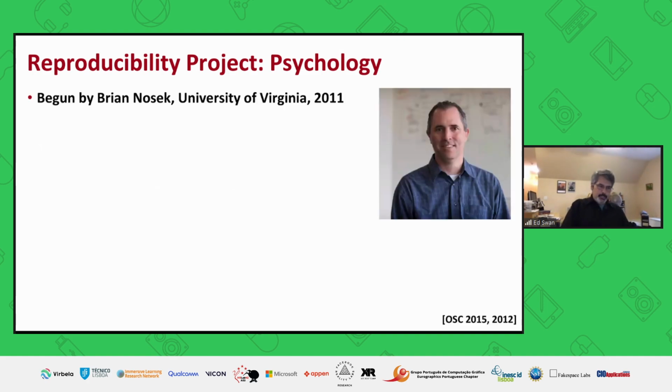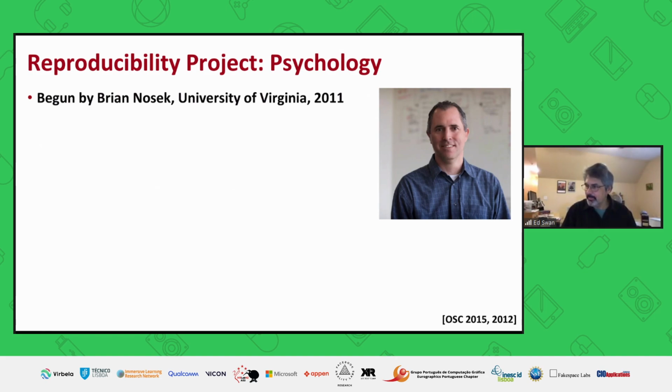So this project was begun by Brian Nosek. He's a professor of psychology at the University of Virginia. And he's become quite well known in the reproducibility scholarship area through this project. And he became an academic star from this project, really.